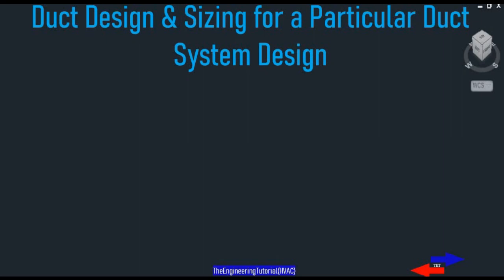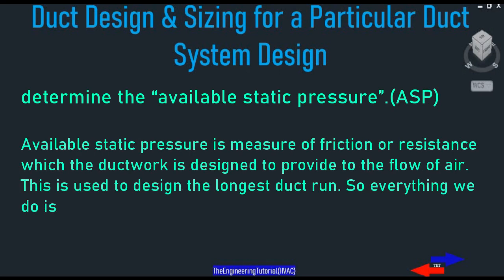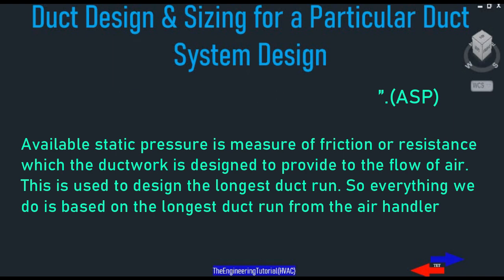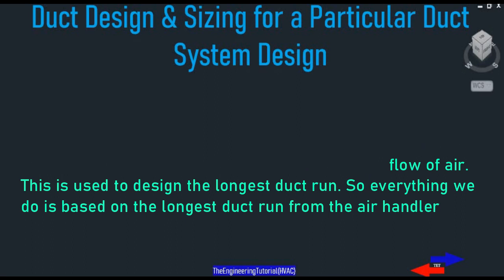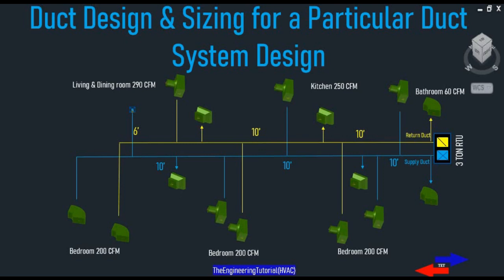So the next step is to determine the available static pressure. The available static pressure is a measure of friction or resistance which the ductwork is designed to provide to the flow of air. This is used to design the longest duct run, so everything we do is based on the longest duct run from the air handler. So if we go room by room, we may have a shorter or longer distance. We have to actually look at the length of ductwork, including the number of all fittings.